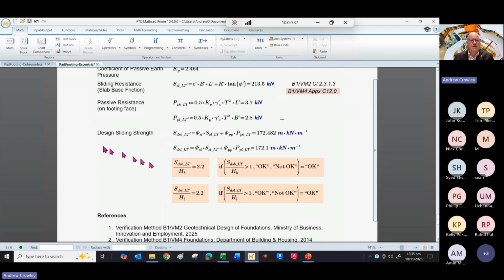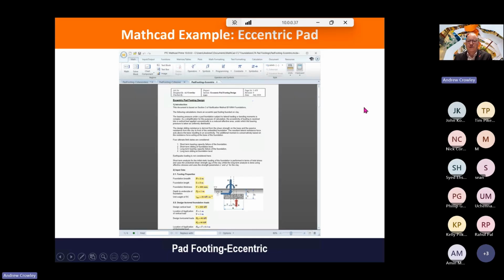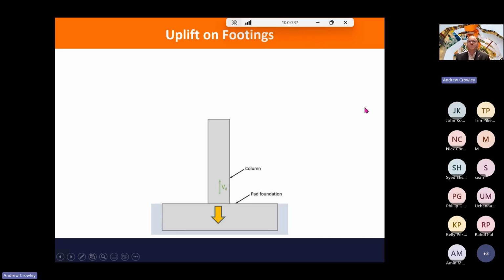So it reduces our factors of safety in this case. So our total design sliding strength is 172, and our sliding strength in the long direction is 172 as well. So our factors there are going to be 2.2 in both cases. So that was the Mathcad.